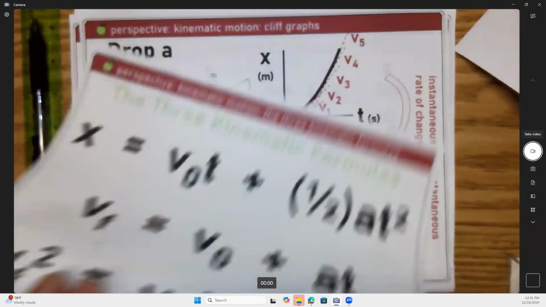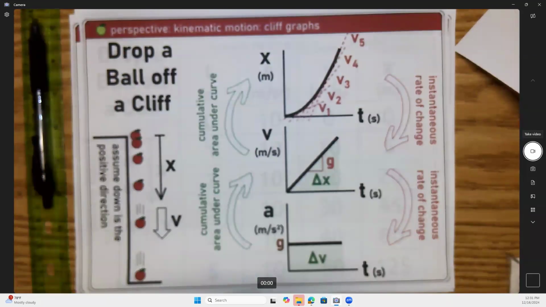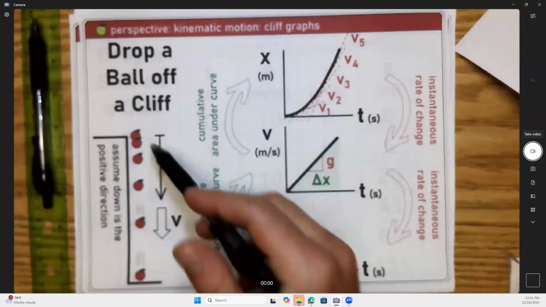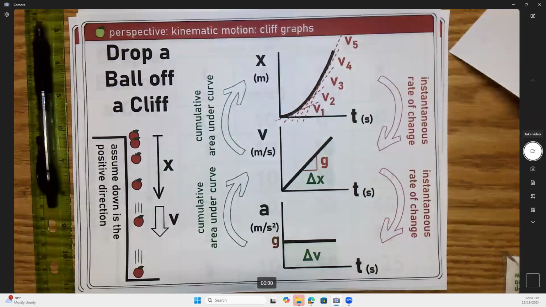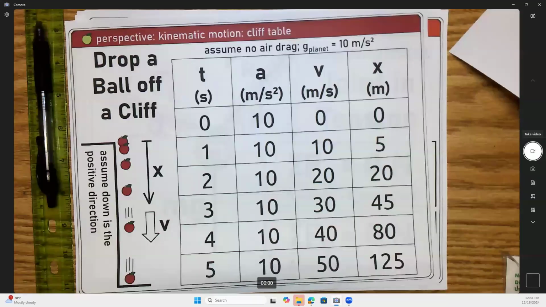Let's look at the graph versions of dropping a ball off a cliff. Here's dropping a ball off a cliff. How far, how fast, and acceleration. Graphs look like that. And here's the table version of the graphs you just saw.